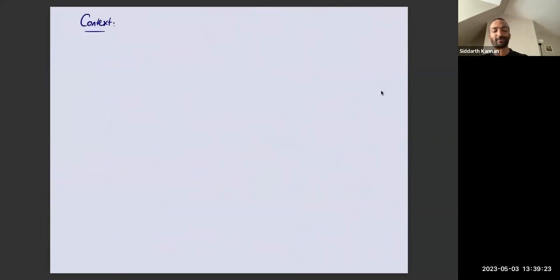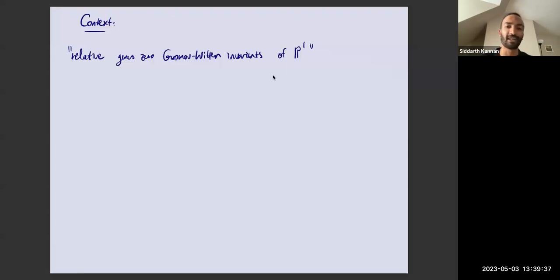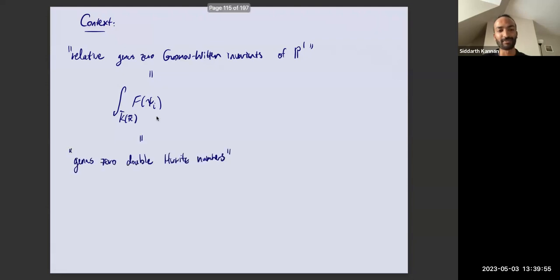Let me give you some context for why we might care about these spaces. There are these things called Gromov-Witten invariants, which have to do with counting maps from curves to some target manifold. In this case, the target is P1. They end up being integrals across this moduli space. I'm being sketchy, so you don't need to know what this means. They're integrals of some cohomology classes on this moduli space.